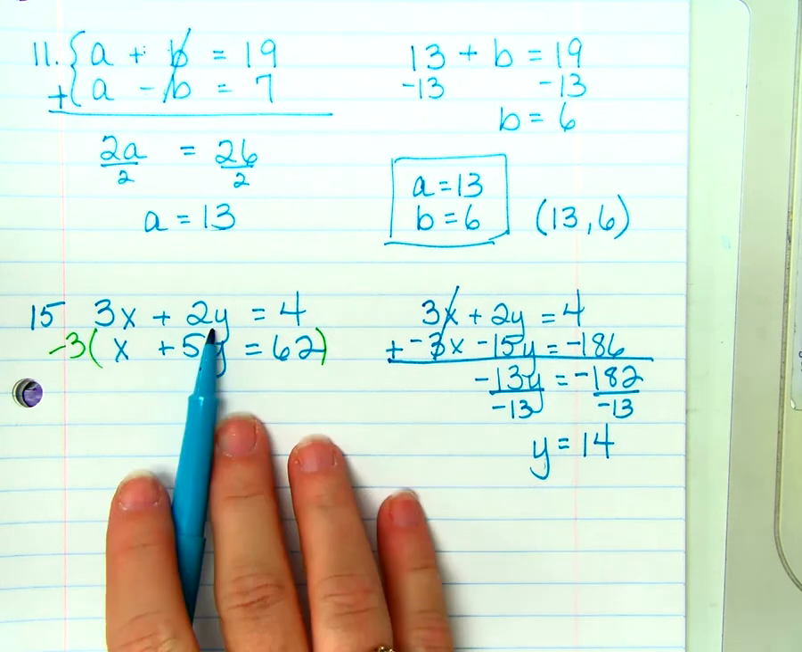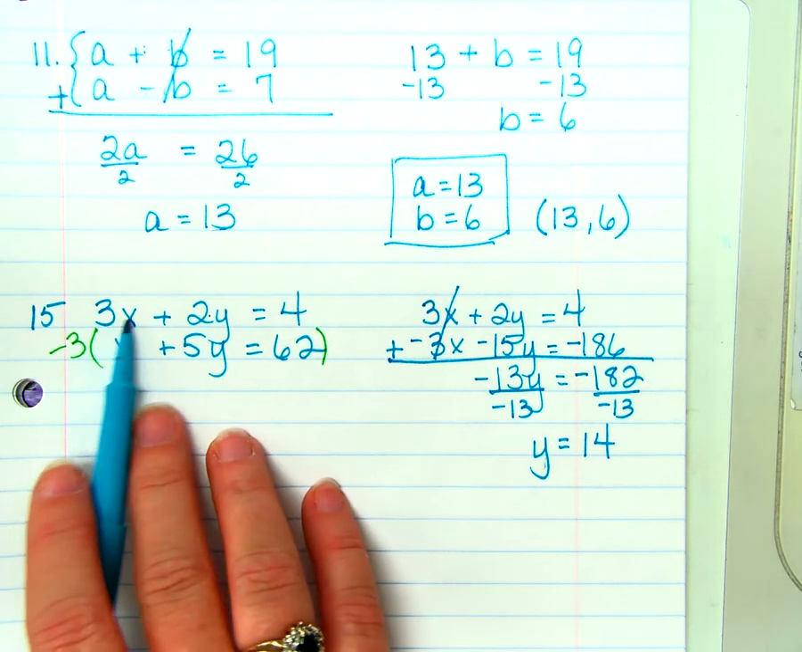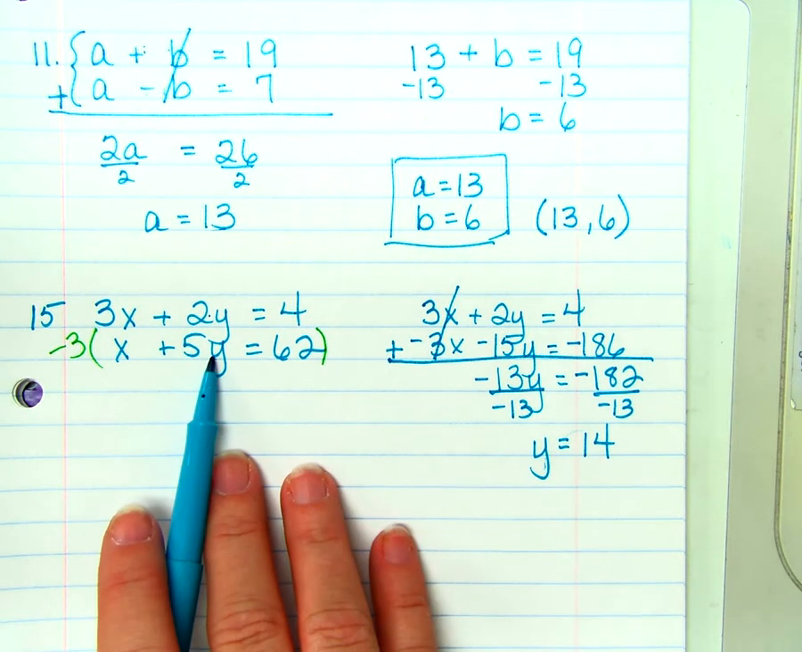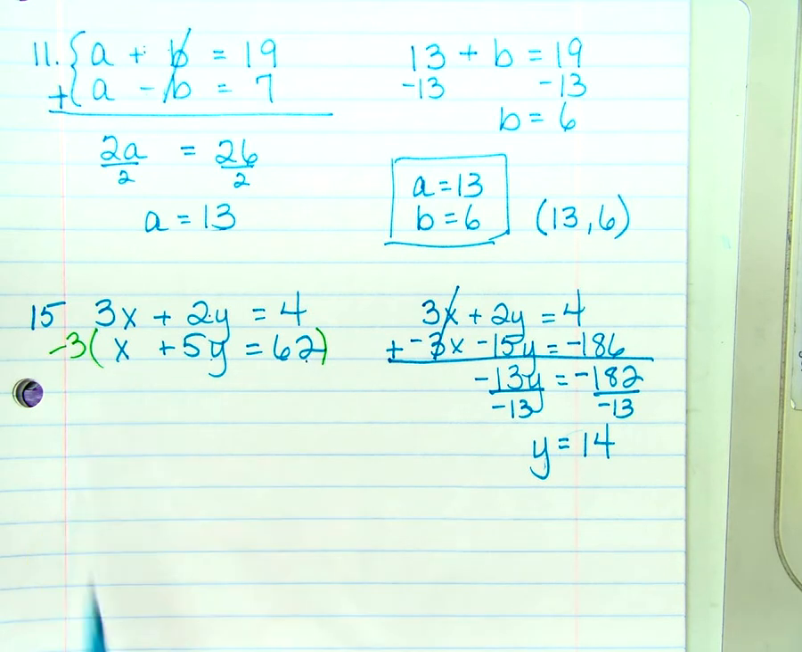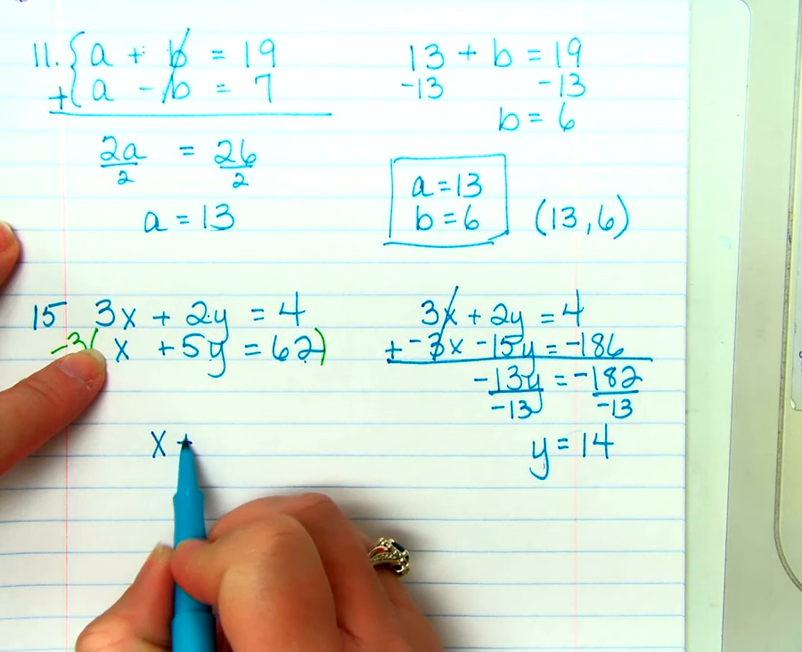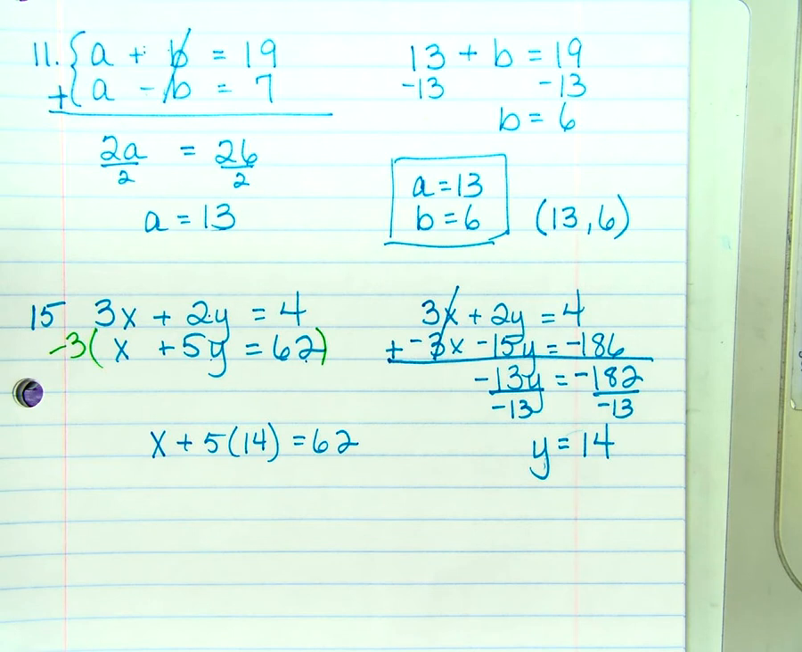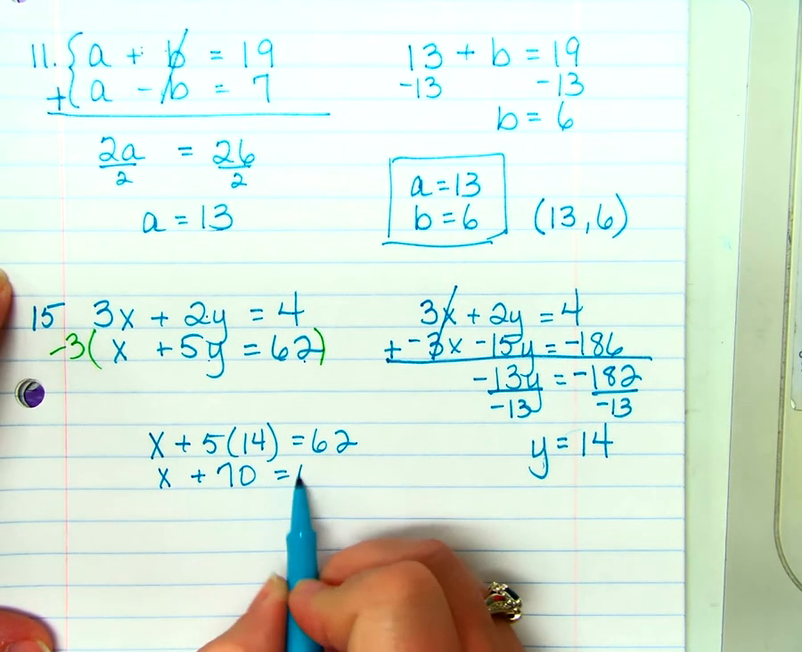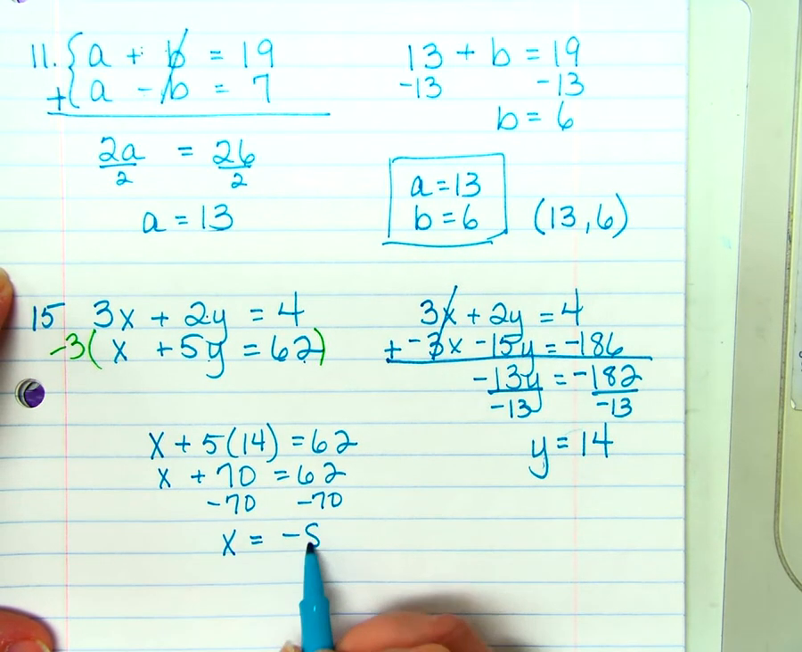If I put 14 here, which would be fine, I'd multiply it by 2, subtract it from both sides, and then I have to divide everything by 3. However, if I substitute my 14 into the bottom equation, I have to multiply it by 5 and subtract that from both sides, but then my x is already solved for because my x is by itself. So I could say x plus 5 times 14 equals 62. Now 5 times 14 is 70, so x plus 70 equals 62.